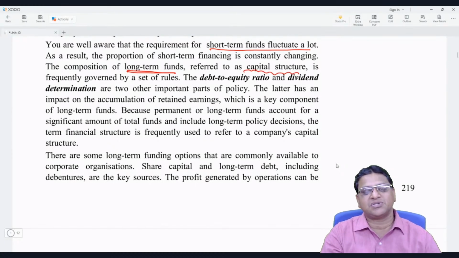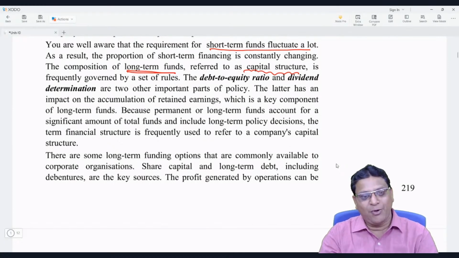So, what is capital structure? Capital structure is the composition, the combination of long-term funds in a business. Generally, long-term funds are used for financing fixed assets. So, the composition or combination of long-term funds is known as capital structure. A business gets long-term funds in two ways. First is borrowed fund, that is known as debt. Another is own fund, that is known as equity.